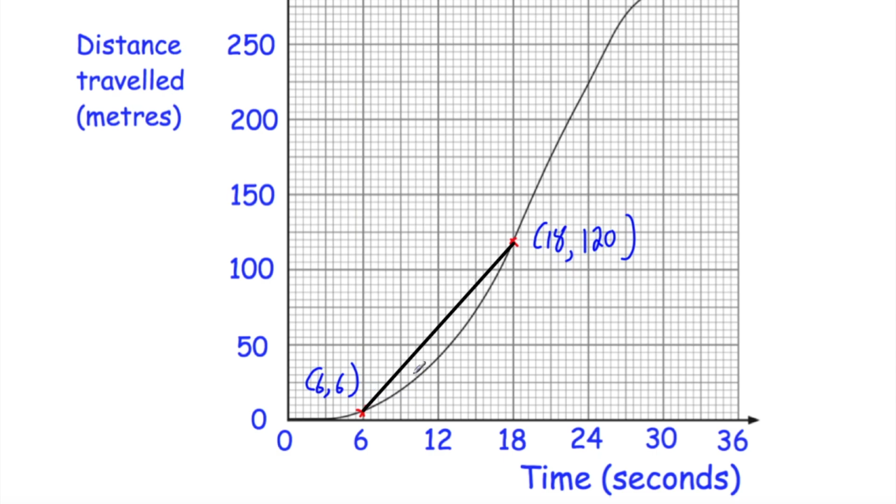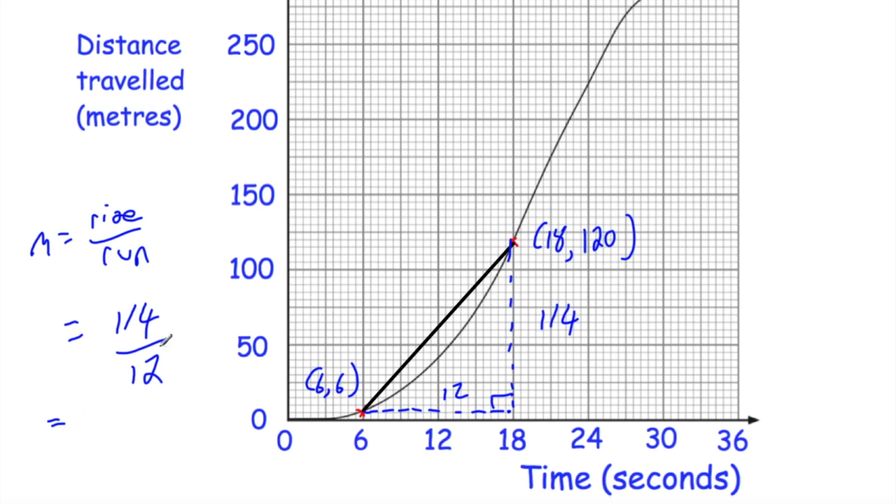Now to find the gradient of that chord, we're going to do the rise divided by the run. So let's just turn it into a little right angle triangle, like so. And we're going to do the gradient, m, is equal to the rise divided by the run. In terms of the rise, we're going from a height of 6 up to 120, so that's a rise of 114. And in terms of the run, we're going from 6 across to 18 across, so the run would be 12. So we're going to do 114 divided by 12.